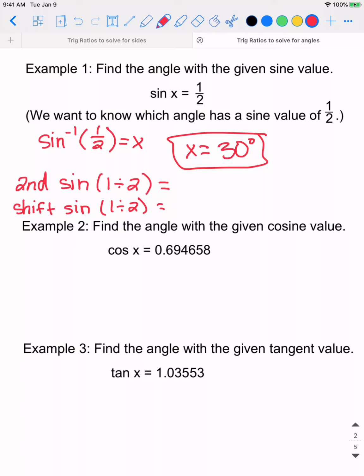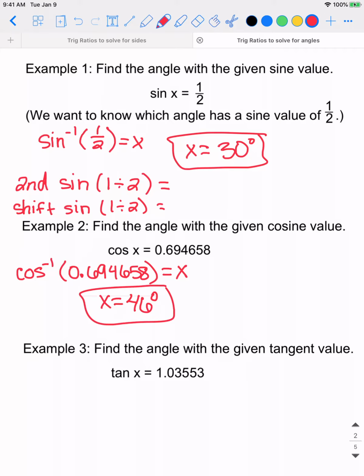Looking at example 2, we need to find the angle with the given cosine value. So, same concept. We have to take the inverse of cosine this time, and we have to type in this long decimal, 0.694658, and that's going to be equal to our angle. So again, we're going to either hit second cosine or shift cosine for this one. So type it in your calculator, 0.694658. And if we're rounding, it's 46.000 and then decimals. So our x, or our angle measurement, is just going to be 46 degrees.